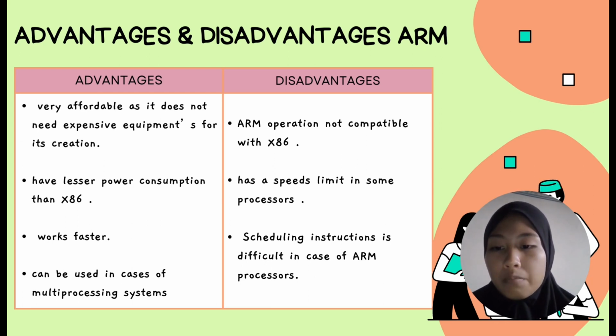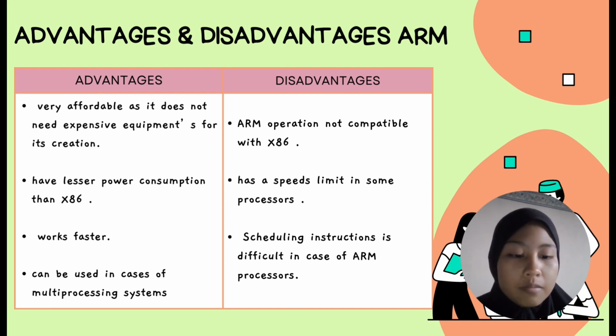Lastly, ARM processors can be used in the case of multi-processing systems. ARM processors are designed so that they can be used in multi-processing systems, where more than one processor is used to process information. The first AMP processor introduced, by the name of ARM v6K, had the ability to support 4 CPUs along with its hardware.